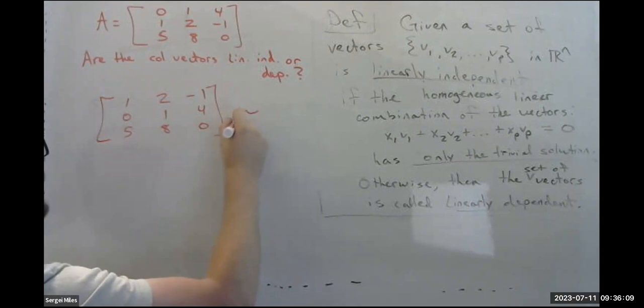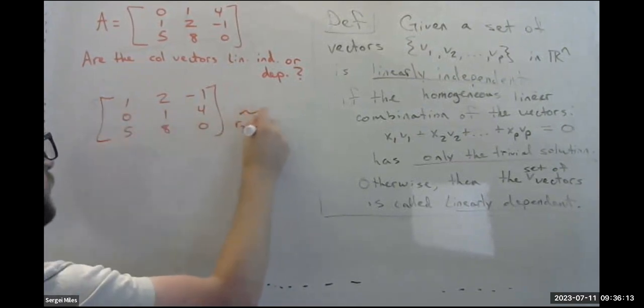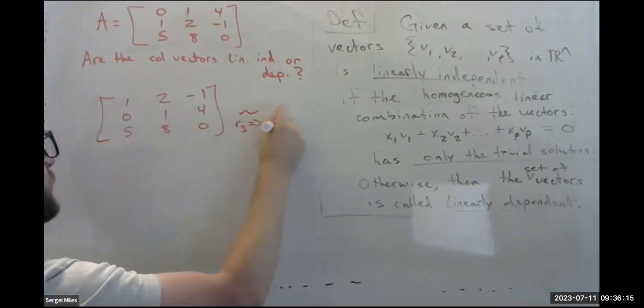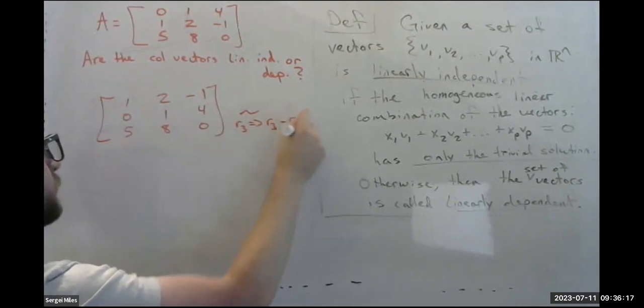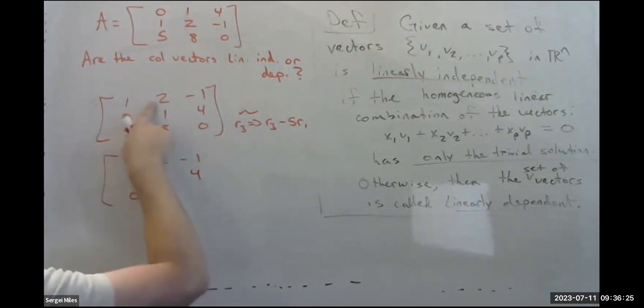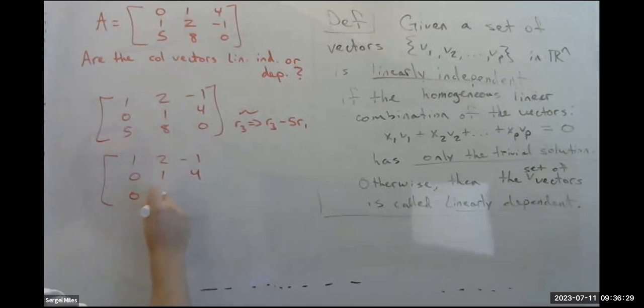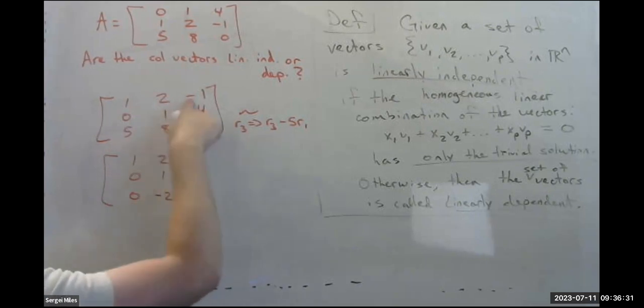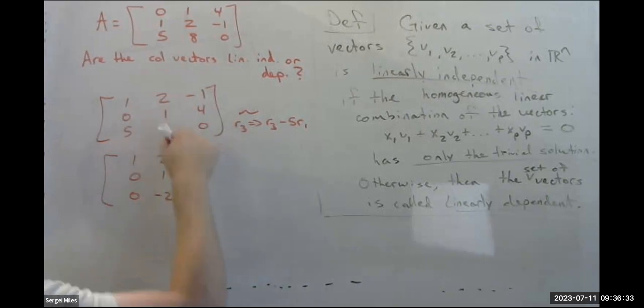I already have a 0 here, so I need to modify row 3. I'm going to take row 3 and subtract 5 times row 1. So we have 1, 2, negative 1; 0, 1, 4; and 2 times negative 5 is negative 10. When I add negative 2, negative 1 times negative 5 is a positive 5. So when I add, we get 5.